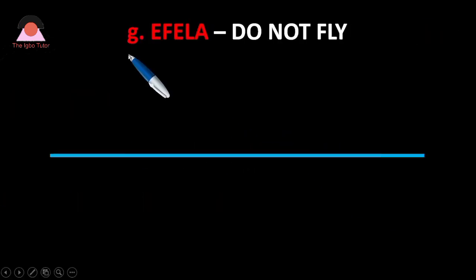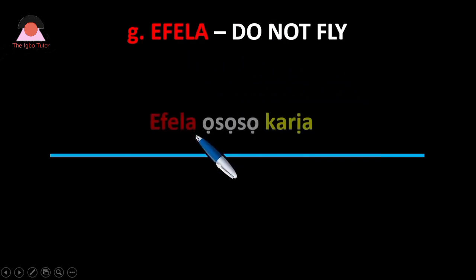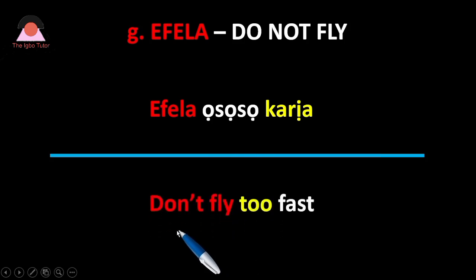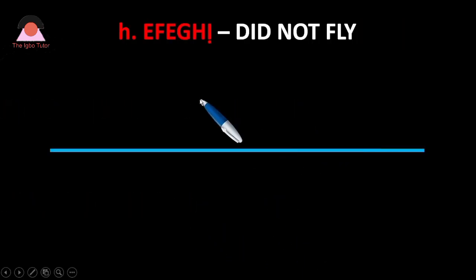Move on. The next is efela, a command. Do not fly. Let's see a sentence here: Efela ọsọ ọsọ karịa. Some would prefer to say ọsịsọ. Changing this O to I becomes ọsịsọ. Both mean the same thing. Don't fly too fast. Ọsọ ọsọ is fast, but when it is karịa, it becomes too fast. Efela ọsọ ọsọ karịa. Don't fly too fast.